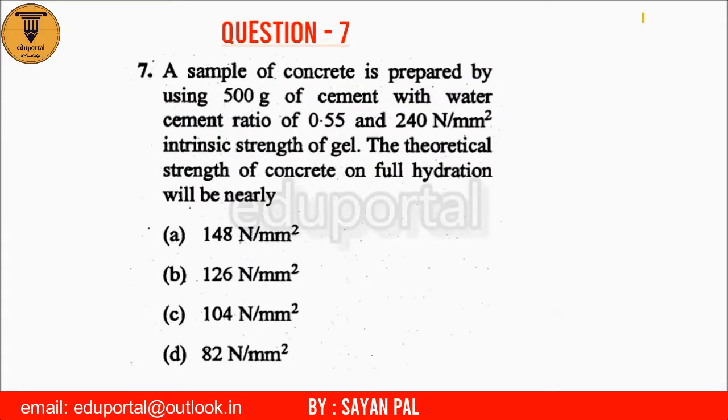So question number 7: a sample of concrete is prepared using 500 gram of cement with a water cement ratio of 0.55, and the intrinsic strength of gel is 240 Newton per meter square. Then we will have to determine the theoretical strength of concrete on full hydration. Okay, so this is the question and the answer will be 104 Newton per meter square. So we will check its solution.